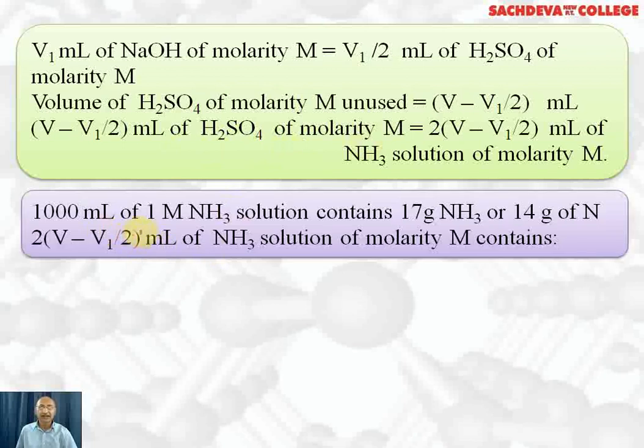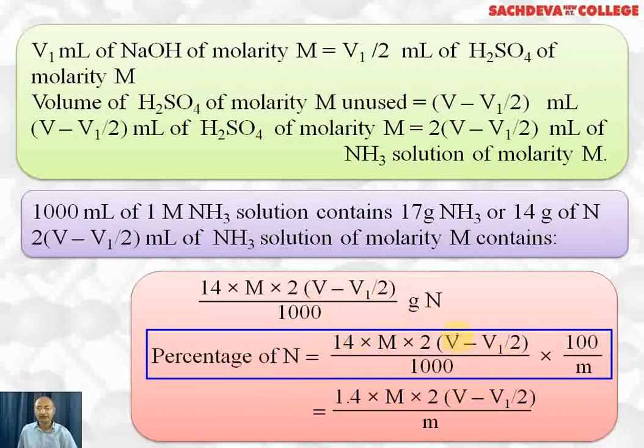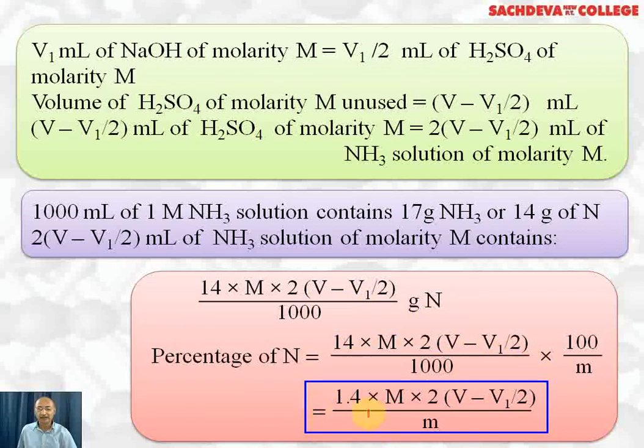Now 1000 ml of 1 molar ammonia solution contains 17 grams of ammonia or 14 grams of nitrogen, and 2 into V minus V1 by 2 ml of ammonia solution of molarity M contains 14 into molarity into 2 into V minus V1 by 2 divided by 1000 gram of nitrogen. For percentage of nitrogen, this expression is multiplied by 100 over m. So the final formula we get is 1.4 into M into 2 into V minus V1 by 2 divided by weight of organic compound taken.